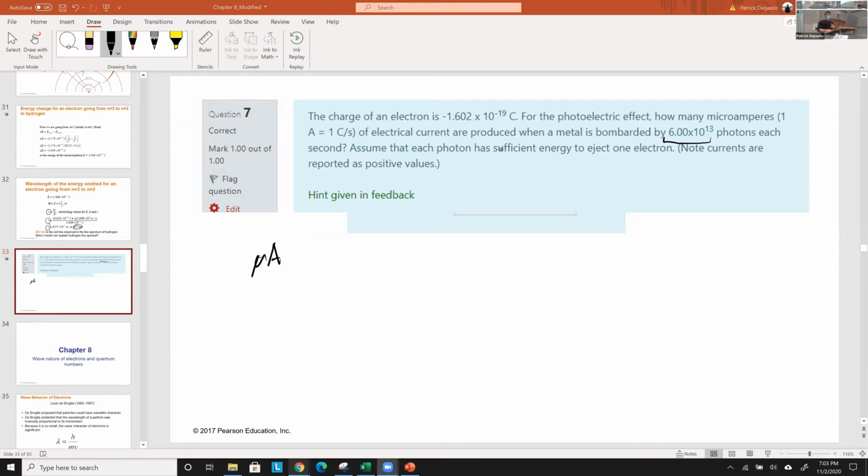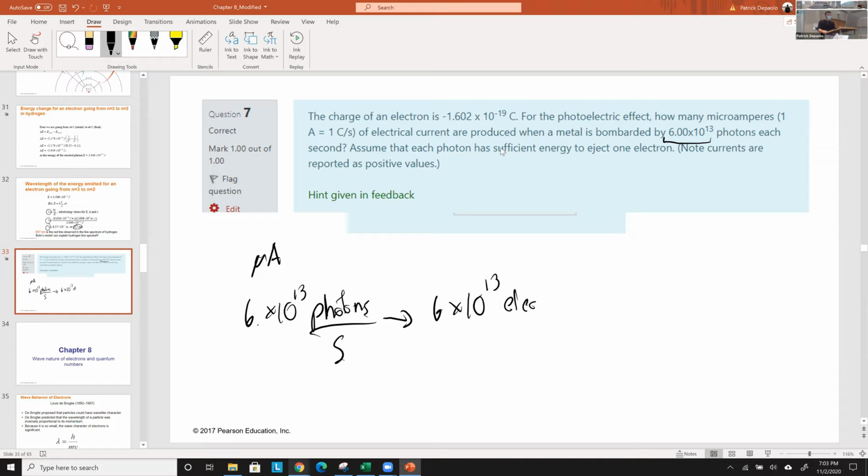You're being told that you have 6 times 10 to the 13 photons each second. That's important. 6 times 10 to the 13 photons per second. It tells you to assume each photon has sufficient energy to eject 1 electron. This means you're going to have this many photons hitting per second. This is a very instantaneous process. So you're going to have 6 times 10 to the 13 electrons being emitted per second.